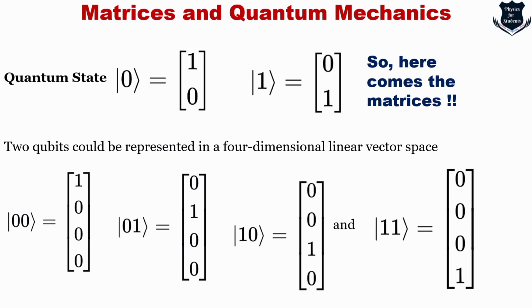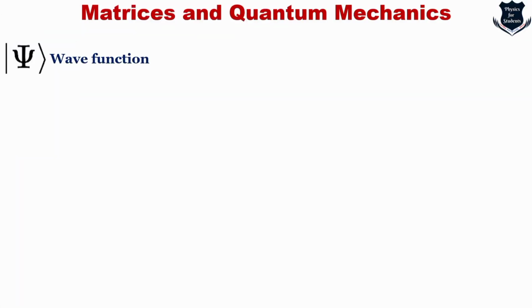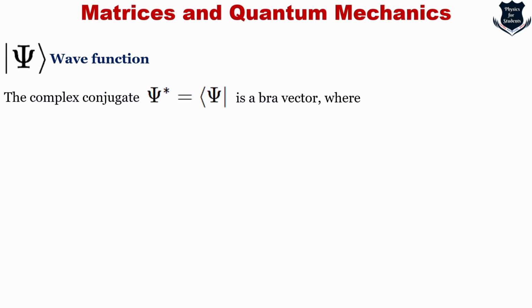I will show you further examples to make things clear. Now, most of our work in quantum mechanics revolves around what is called a wave function, and it is written like this. The complex conjugate of this one is a bra vector, which we have seen. The product of a bra and ket vector is an inner product, a scalar, whereas the product of a ket and bra vector is an outer product. Let us ignore this; I will come to that.